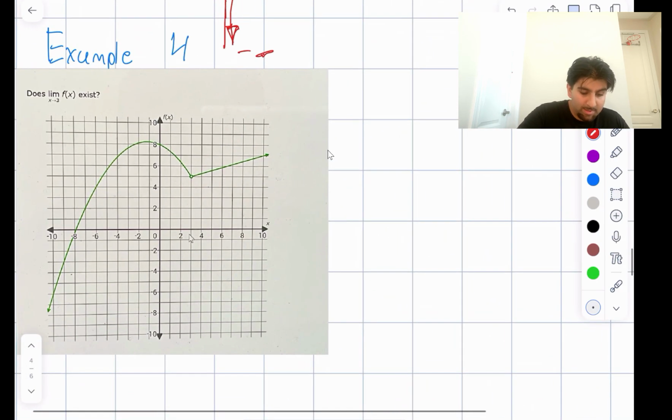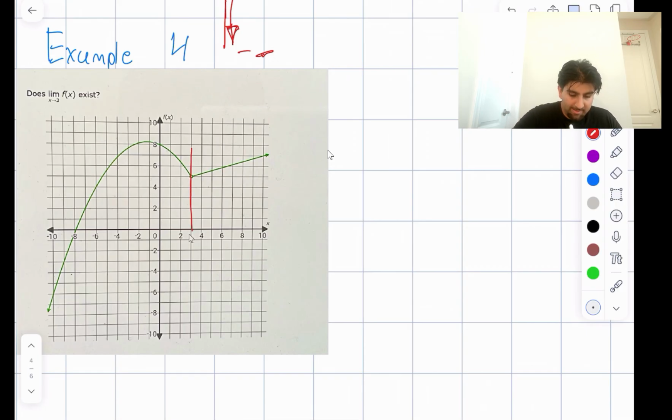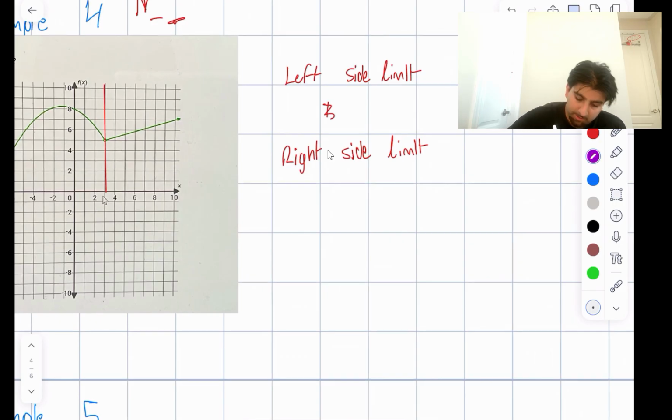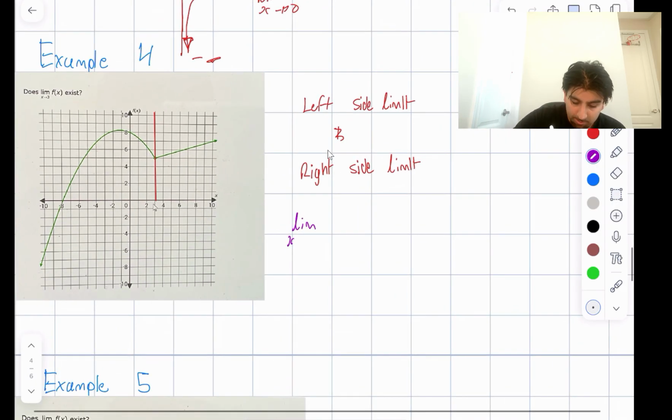So try this example. Does the limit as x approaches 3 exist for this function f of x? Pause the video, try it, and then replay when you're ready. Okay, so what do we need to see? We need to see the left side limit and the right side limit. Limit as x approaches 3.